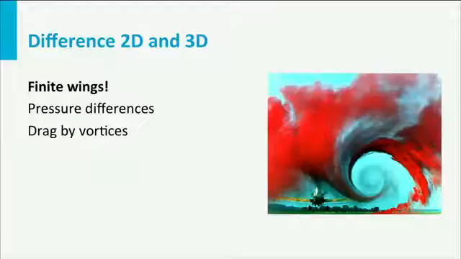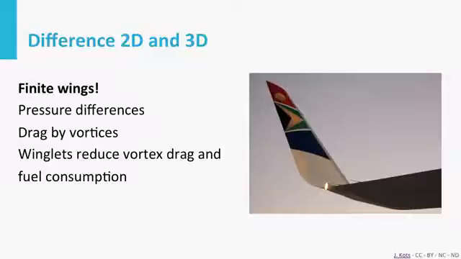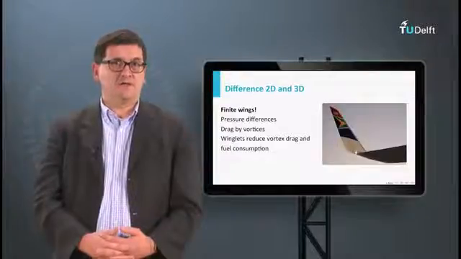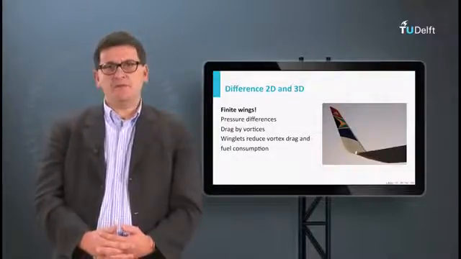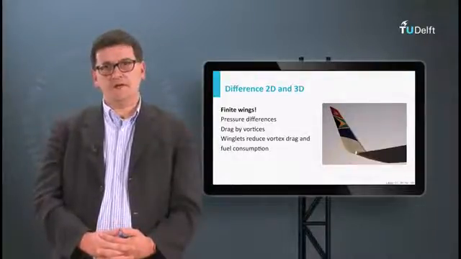In order to reduce the size of these vortices, nowadays winglets are installed at the wingtips. These winglets may reduce the drag of an aircraft by 3 to 6% and result in significant reduction in fuel consumption. This reduction might be used to increase the range of the aircraft.